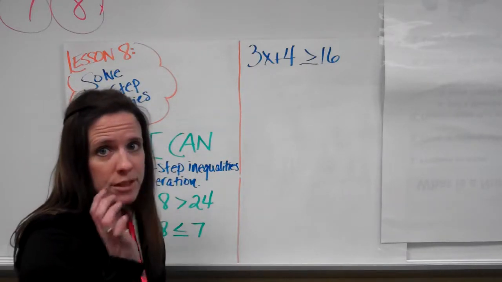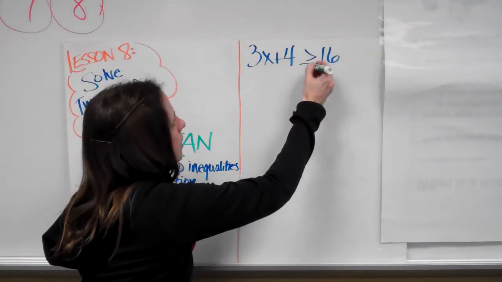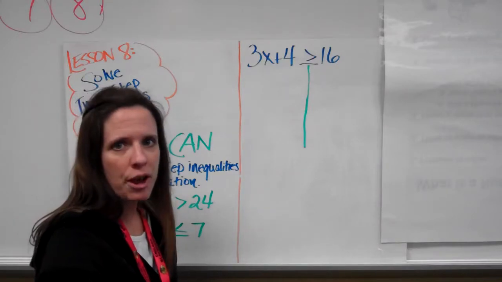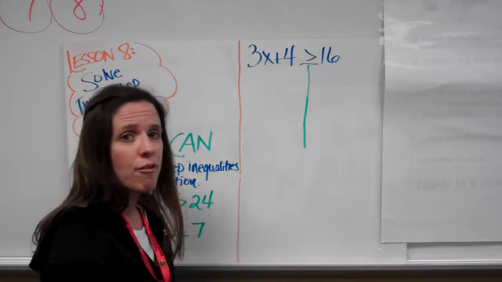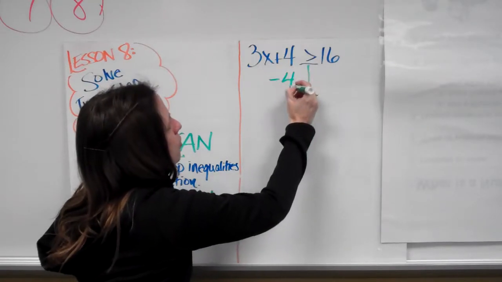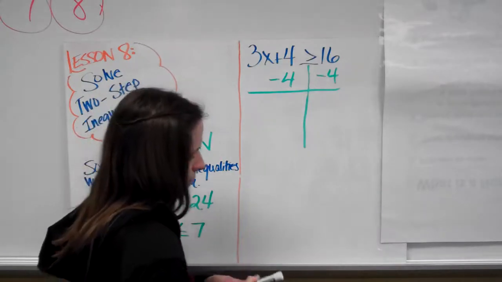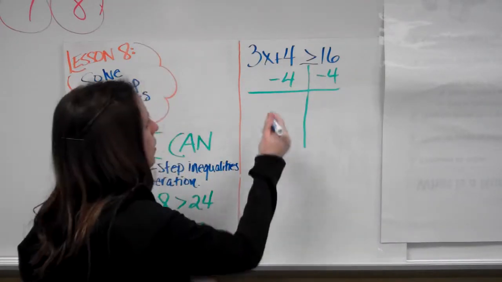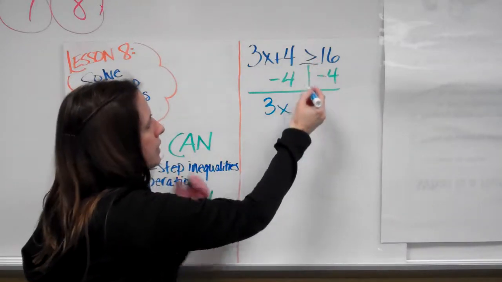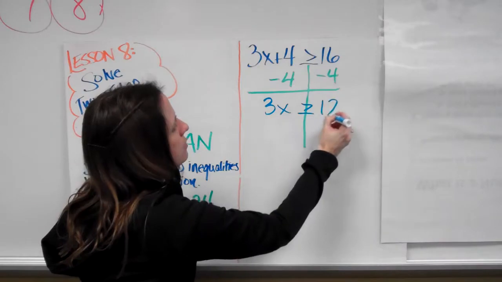So just like with two-step equations, we're going to start by drawing our wall. And then we're going to undo the addition or subtraction first. In this one we have plus 4. So to undo that, we're going to subtract 4 from both sides. We're left with 3x. We have our greater than or equal to symbol. And then 16 minus 4 is 12.